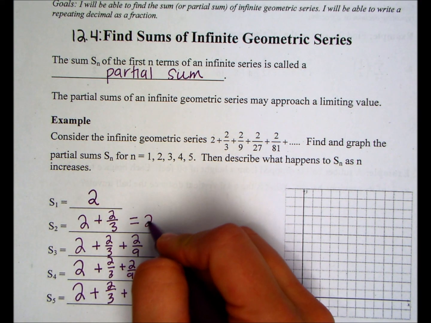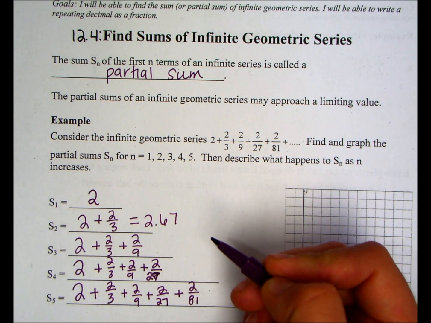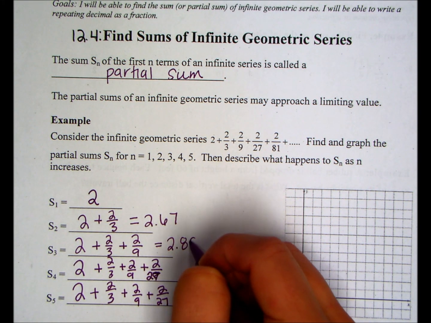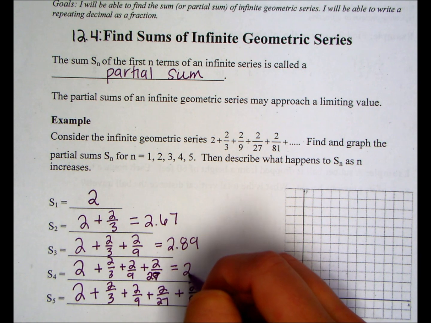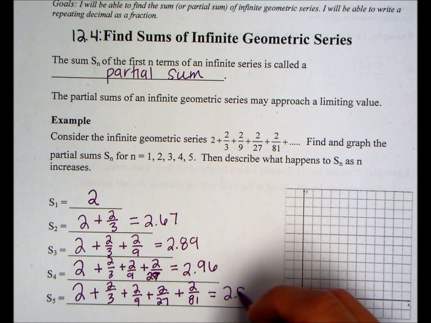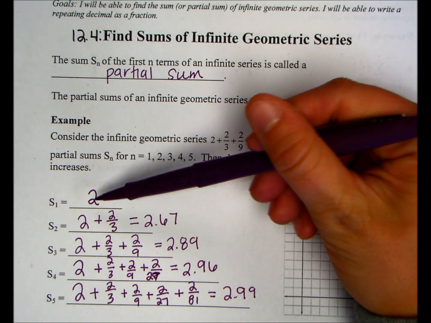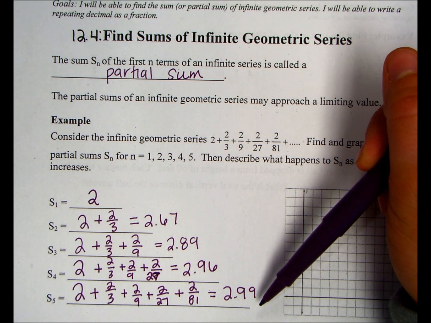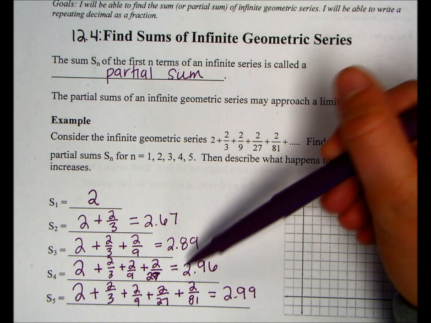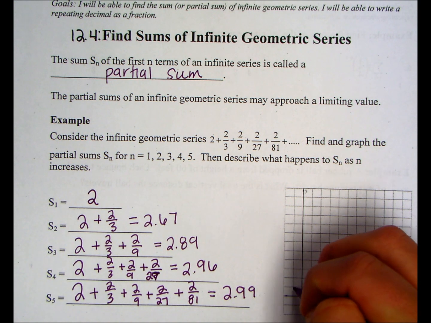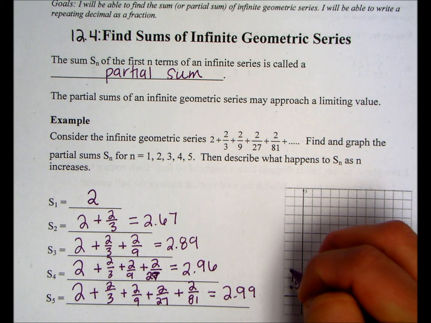Here I would have 2.67 or 2 2/3. Here I would get 2.89. Here I would get 2.96. And here I would get 2.99. If you look, the more terms that I add up, I'm going to get closer and closer and closer to 3. So when I graph it, I'm going to label my y-axis by 0.5.